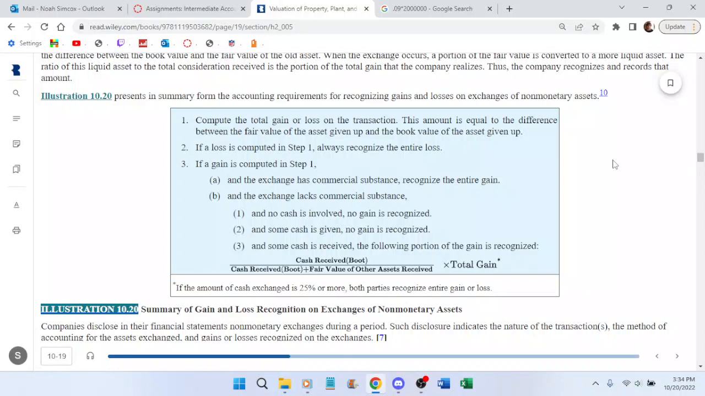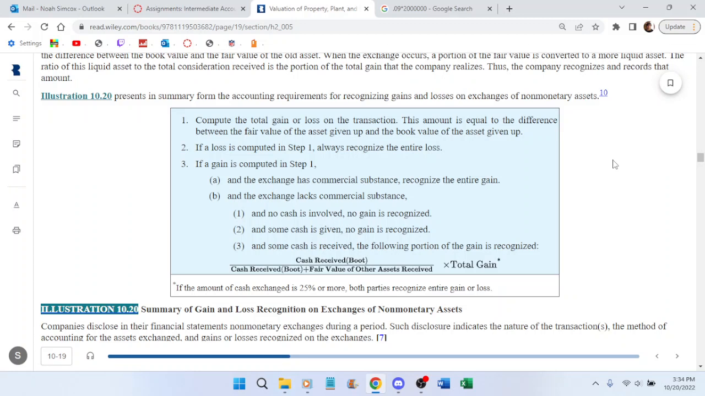Here is the summary form. Here are the accounting requirements for recognizing gains and losses on exchange of monetary asset. 1. Compute the total gain or loss on the transaction. This amount is equal to the difference between the fair value of the asset given up and the book value of the asset given up. If a loss is computed, always recognize the entire loss.